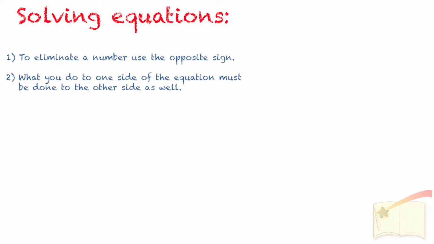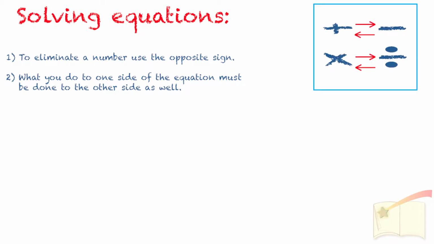There are two key points that you need to know when solving equations. Firstly, to eliminate a number, you must use the opposite sign. What I mean by this is that the opposite of addition is subtraction and the opposite of multiplication is division. Key point 2 is that what you do to one side of the equation, you must do to the other side as well. So here is our first example.